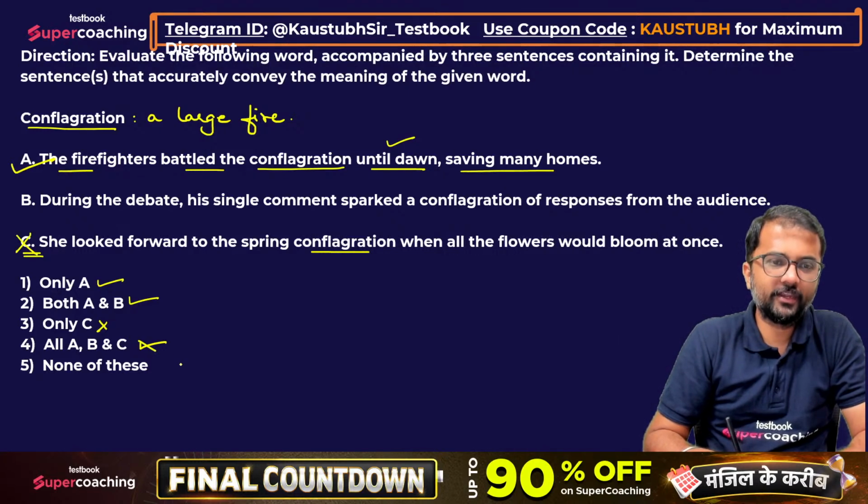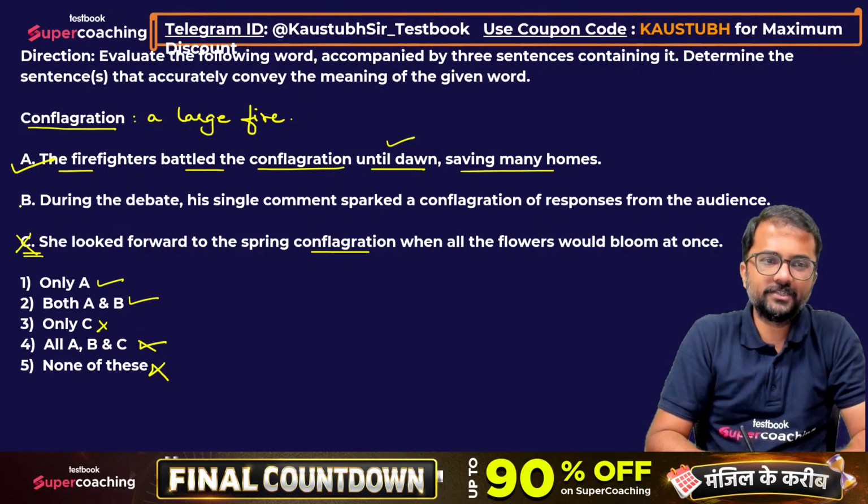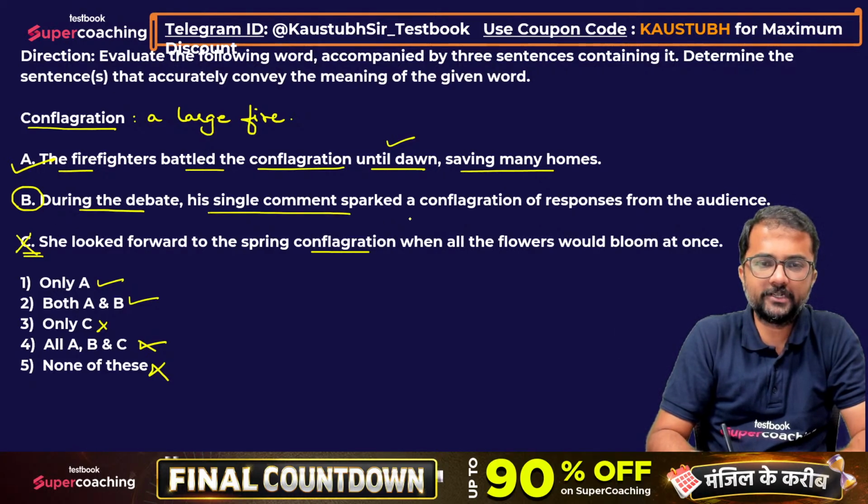And if C is wrong, we can eliminate A, B and C. None of these भी गलत ही होगा फिर. You just have to verify whether B is written correctly. During the debate, his single comment sparked a conflagration of responses from the audience.